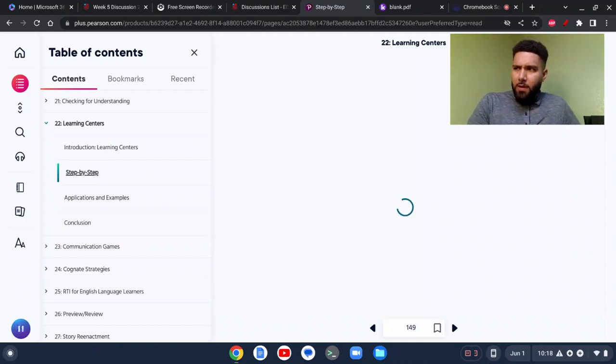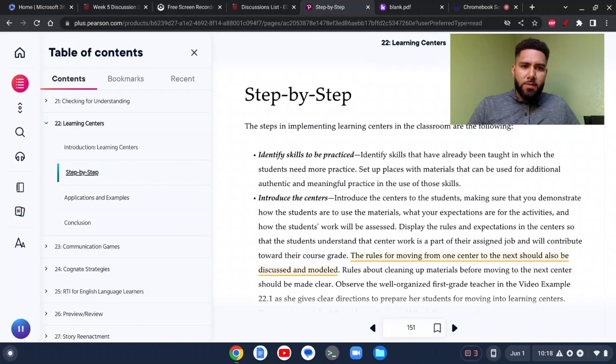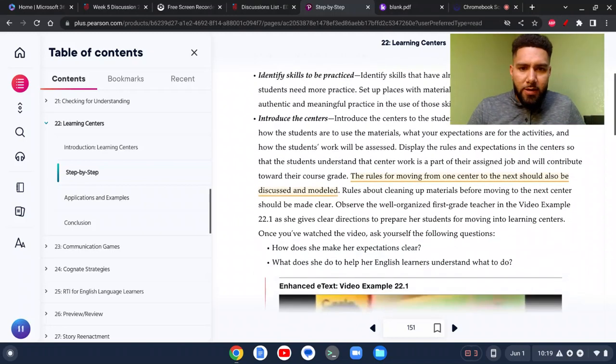So normally, you would have to teach these skills before assigning students to practice them. So they have to already have been taught in the classroom. You have to introduce the centers, make sure the students understand the rules and the expectations that you require of them when they go through these learning centers. Okay, so that learning can happen.